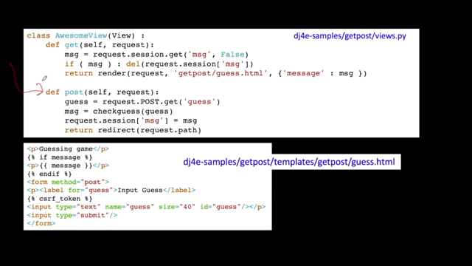And so what we're going to do is grab the guess, which now is coming from the post data. We're going to check it, and message is just a message of too high, too low, etc. And now, instead of rendering, which is what we did before, we're actually just going to set that into the session under message. We're going to store it, and then we're going to send a redirect.